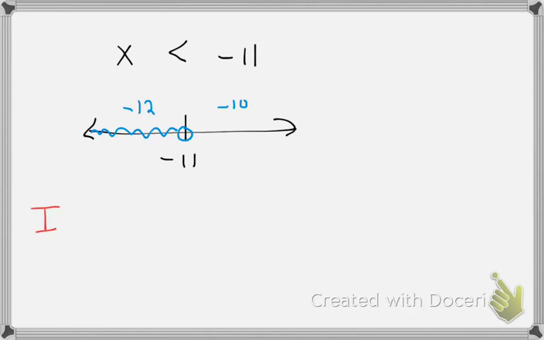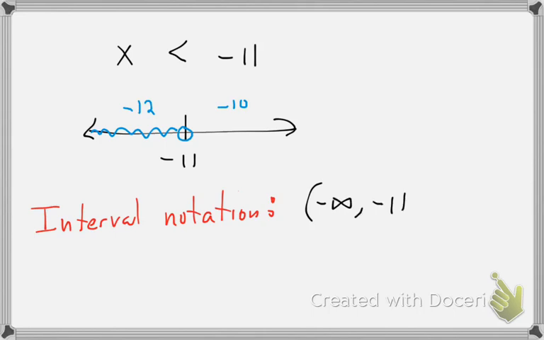Now what about interval notation? We start at negative infinity with what kind of punctuation? Parenthesis. So negative infinity and then to negative 11? Parenthesis. Is that all right?